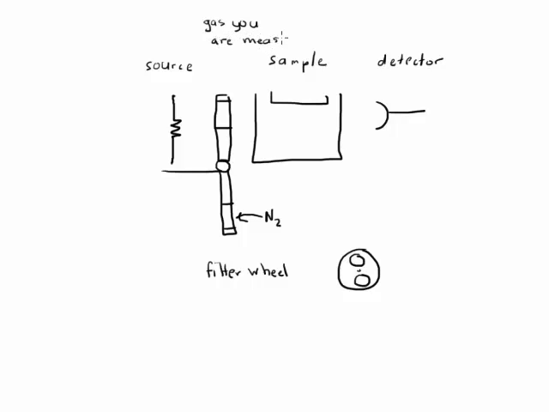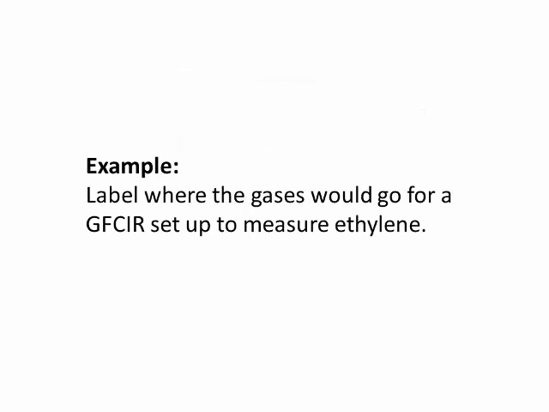Next I'll do a little example to show you what we mean by the gas we're measuring. For the example, label where the gases would go if the GFCIR is set up to measure ethylene. Ethylene is the gas that we want to analyze. So here's our analyzer. In one of these gas filters, we always put nitrogen, because that's how we obtain our data from this analysis, and I'll show you what I mean next. The other filter has ethylene in it.